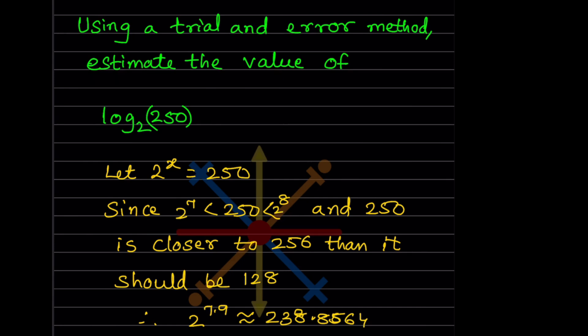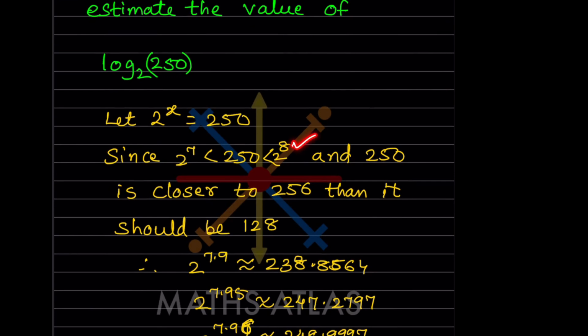we can write it is less than 2 raised to 8. And 250 is closer to 2 raised to 8, that is 256. So we can consider this 2 raised to 8. Now, since it is closer to that, it is going to be somewhere around 2 raised to 7.9, which is approximately equal to 238.8564.